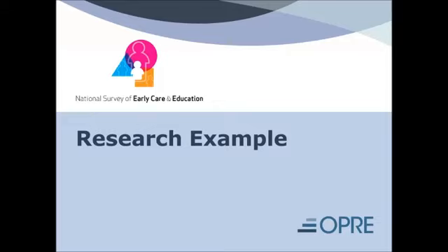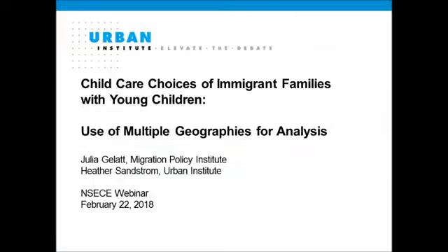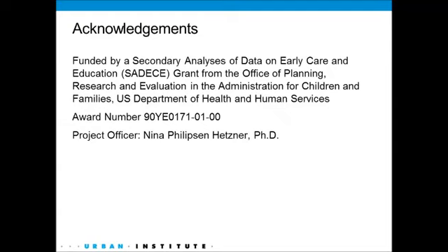Thanks, Carolina. This is Julia Gillette, and I'm going to talk about a project that Heather Sandstrom and I did together, where we were looking at child care choices in immigrant families. I'll just talk through the different geographies that we used in our analysis. This is a project that we did with funding from the Office of Planning, Research, and Evaluation in the Administration for Children and Families.